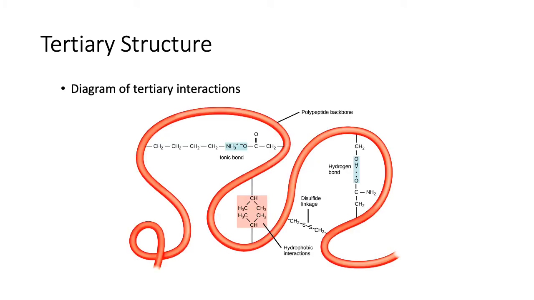Here is a diagram of the tertiary interactions. This is just a couple of examples of them. There's the line of amino acids, and then you have a number of amino acids there. Their side groups stick out of the chain, and then they can interact with other side groups, and then cause it to bend and fold in a particular way.